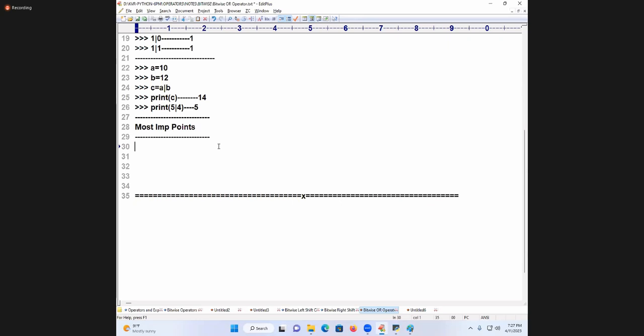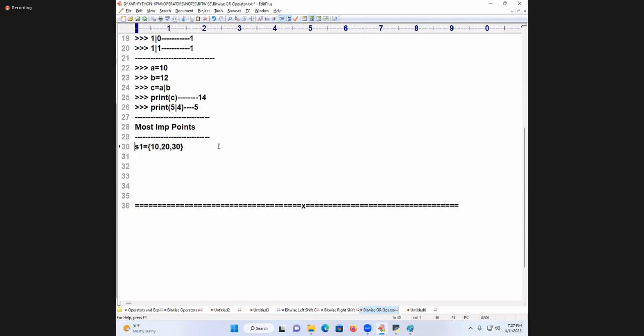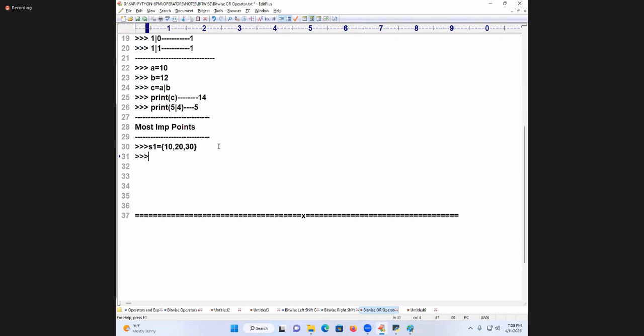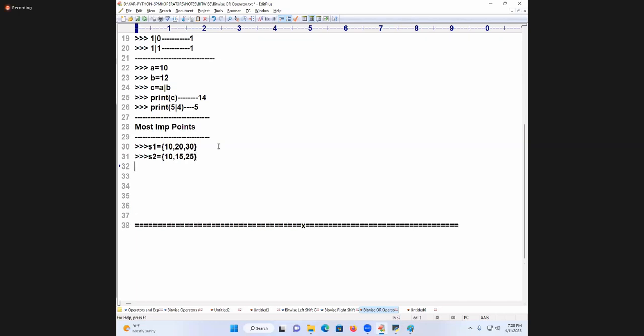Okay? See, S1 is equal to 10, 20, 30. You must listen very carefully, and if you ask in the doubt sessions to explain once again, we cannot. Listen now only. S2 is equal to what? 10, 15, 25. What is this called? Sets, they are called sets, right?